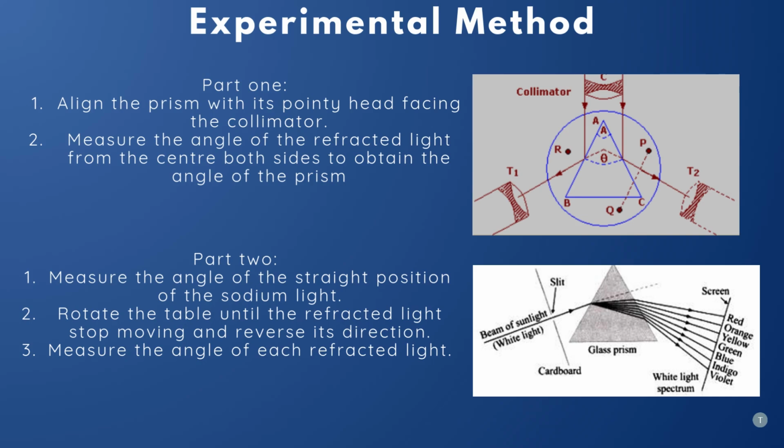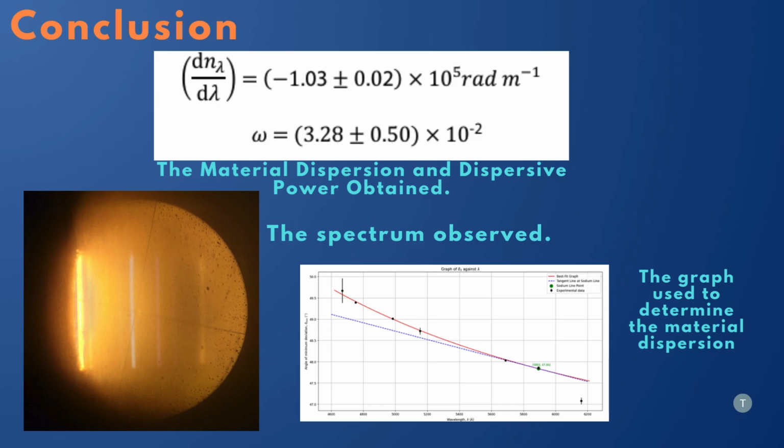In part 1 of this experiment, we need to align the prism with its pointy head facing the collimator. Then we need to measure the angle of the refracted light from the center, both sides, to obtain the angle of the prism. In part 2, we need to measure the angle of the straight position of the sodium light, and then we need to rotate the table until the refracted light stops moving and reverses its direction. Then we measure the angle of its refracted light. These are the results I obtained for these experiments.